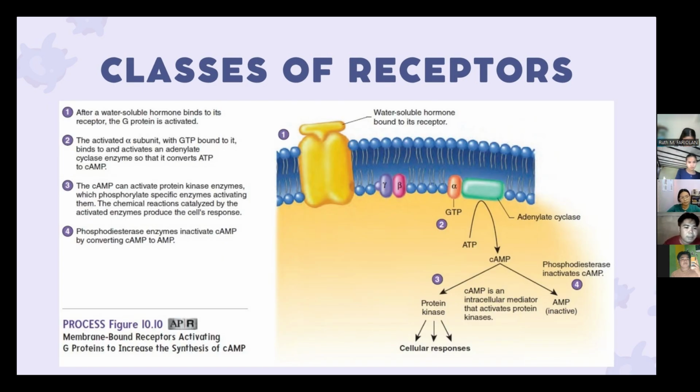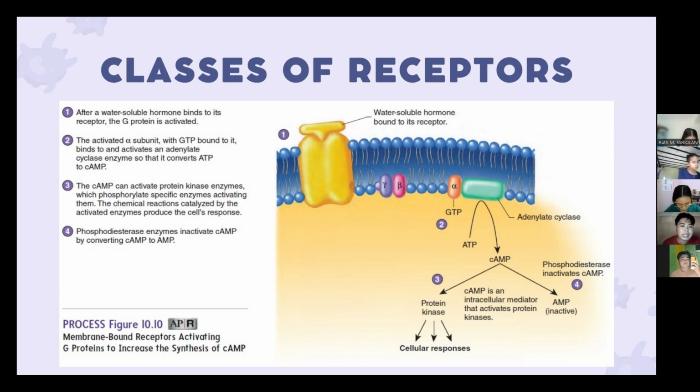So here is the membrane-bound receptor activating. First, after a water-soluble hormone binds to its receptor, the G protein is activated. Then the activated alpha subunit with GTP bound to it binds to the enzyme adenylate cyclase so that it converts ATP to cAMP.